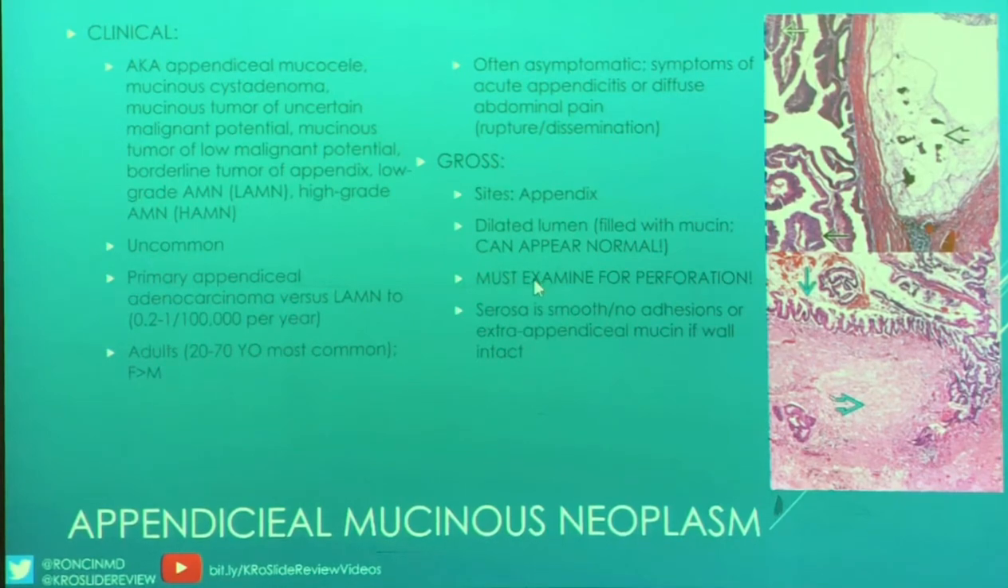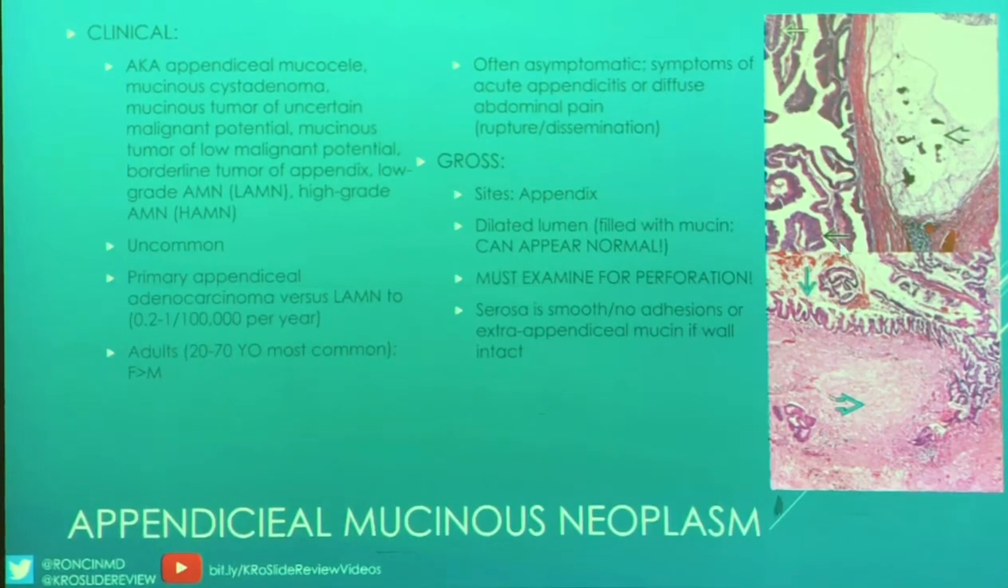So your biggest hints that there isn't a perforation is that your serosa is going to be smooth and glistening. Okay, it's not going to be erythematous and dull, and you won't have any adhesions or obvious mucin on the outside of the wall.